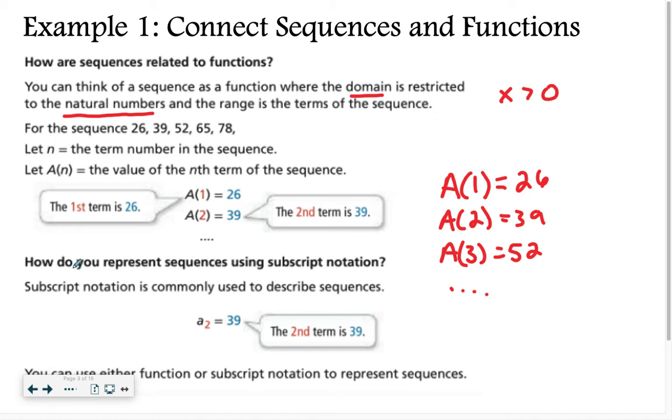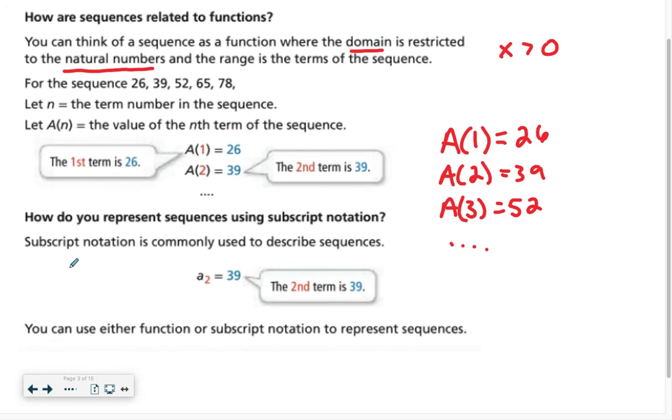If you want a slightly faster way to represent the terms in the sequence, I typically use this way down here. It's called the subscript notation. So I use the little a and then whatever number I'm talking about. If I'm talking about the first term, I would say a subscript 1 equals 26. Or I could say a subscript 3 equals 52. And you can see that the second term is 39.